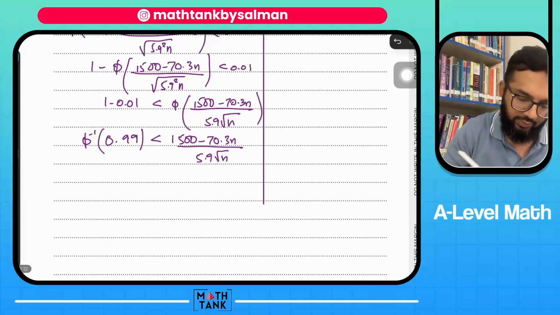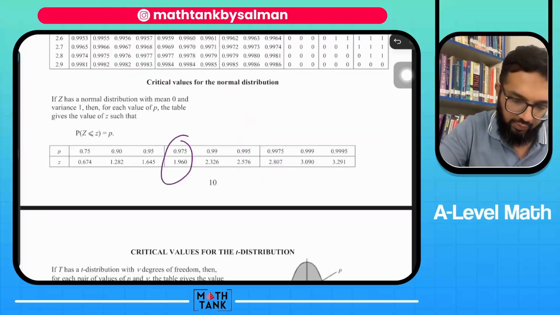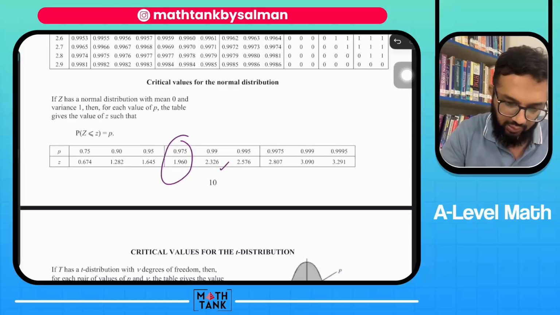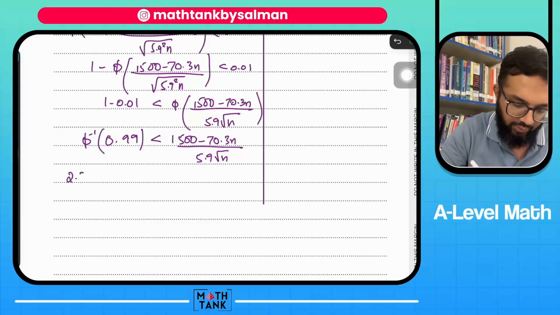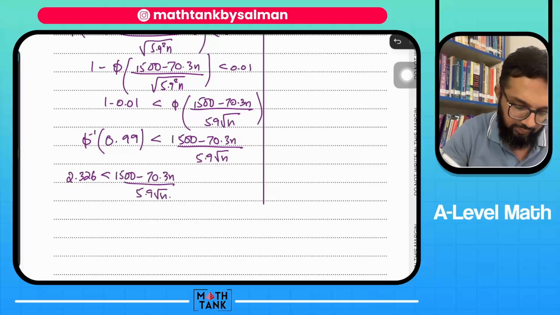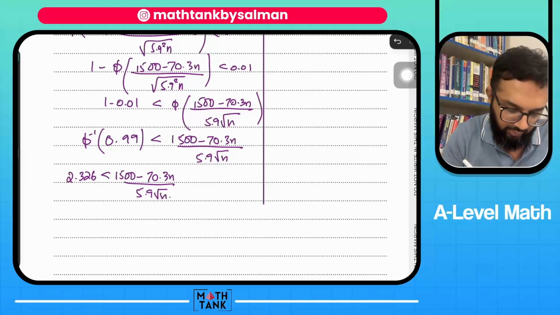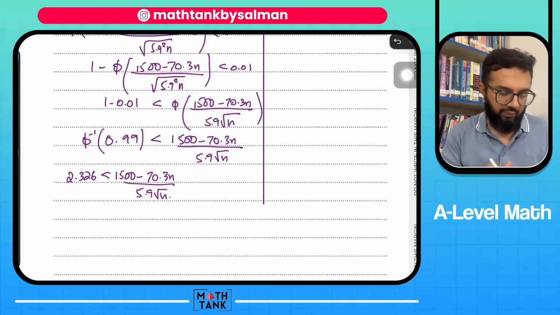I have a lot of space. What's phi inverse of 0.99? Phi inverse of 0.99 is 2.326. Okay, cross multiplying will give me 2.326 into 5.9.